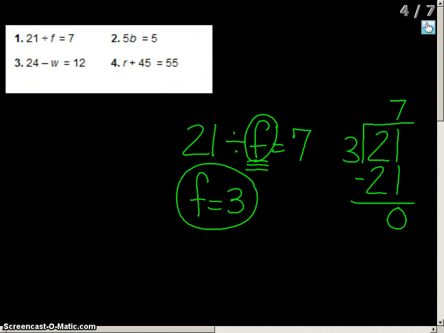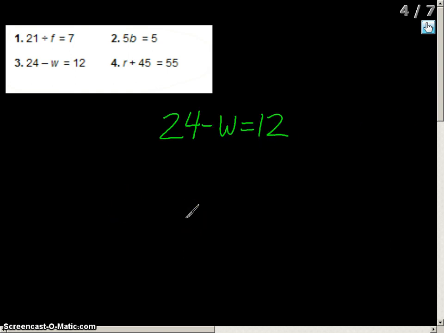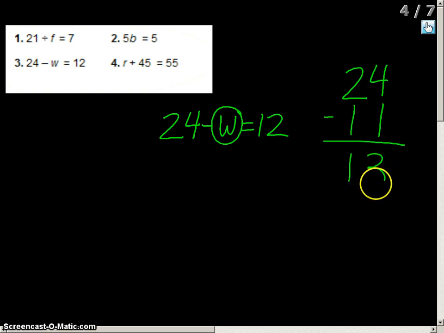Now I'm going to do another, which is 24 minus w equals 12. I'm trying to figure out if I take 24 and I subtract this particular number, then I will get 12. So I'm going to try some numbers here. I'm going to take 24, and my first guess is going to be 11. So I'm going to subtract 11 from 24. Now I know that gives me 13. So that means that problem did not work.